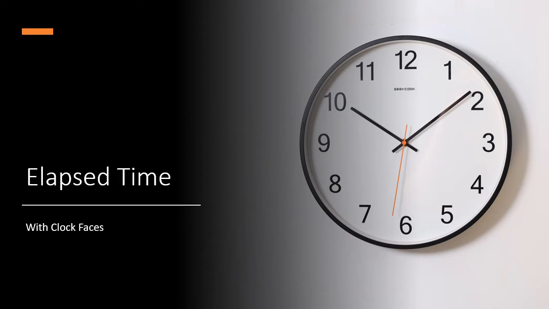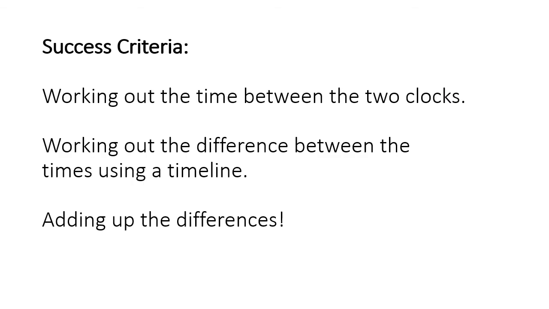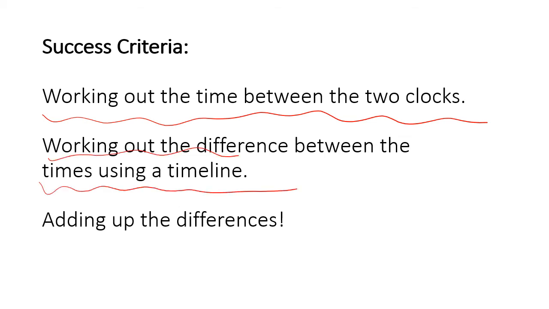And our success criteria is going to be working out the time between two clocks. Okay, so if we can do that, we have succeeded. How we might succeed? Well, we're going to work out the difference between the times using a timeline. That's how we're going to go about it. And then we're going to add up the differences.